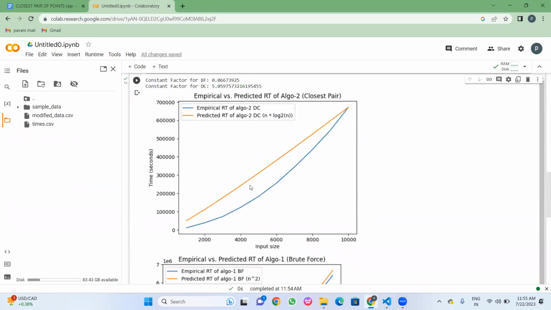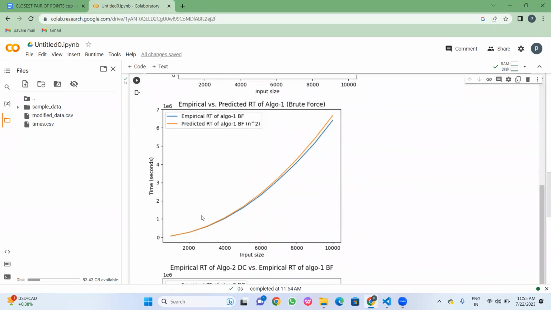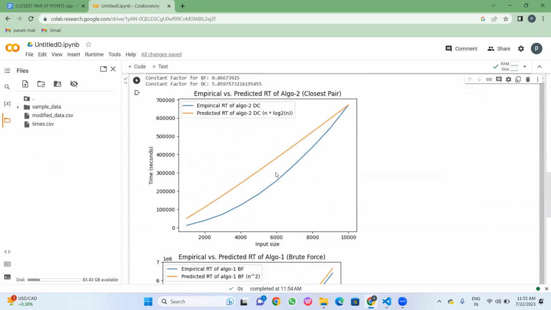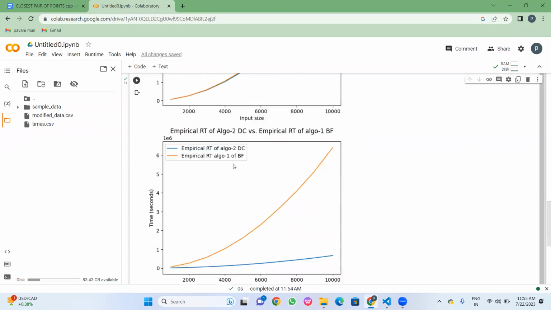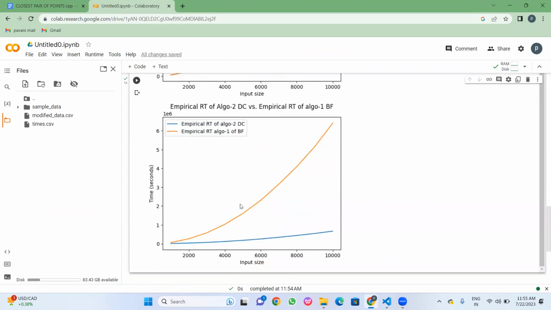So when we go to the graphs, in the first graph, the empirical value and the predicted value lie similar, and they are both in the same plane. But in the second algorithm, the empirical value is lesser than the predicted value. When it comes to the third graph, we can observe that as input increases, the time taken by brute force increases, but the time taken by divide and conquer is low. When compared across the graphs, we can say that the time complexity of brute force is high when compared to divide and conquer.